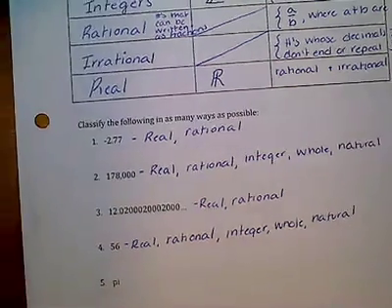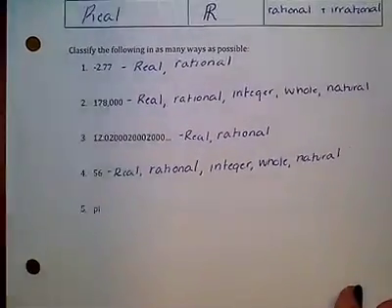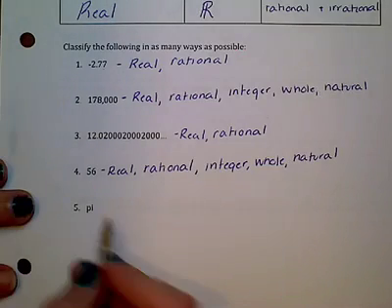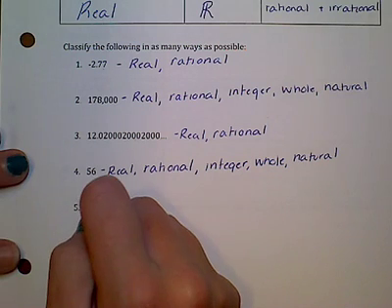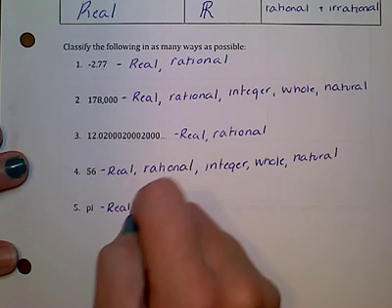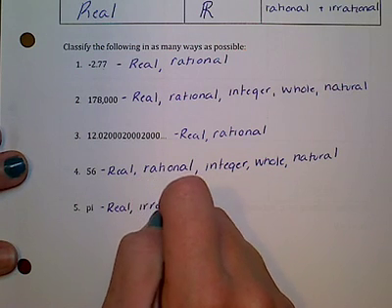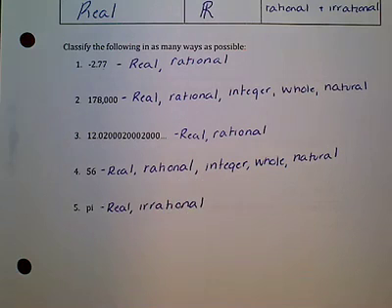And then the last one, pi. So you guys know about pi. You know that its decimal doesn't end and it doesn't repeat. Because of that, it's real, but it is also irrational. And that would be it. Okay, so hopefully that got you a nice little introduction to the different sets of numbers. We're going to talk about those some more tomorrow, but this should give you a general idea.